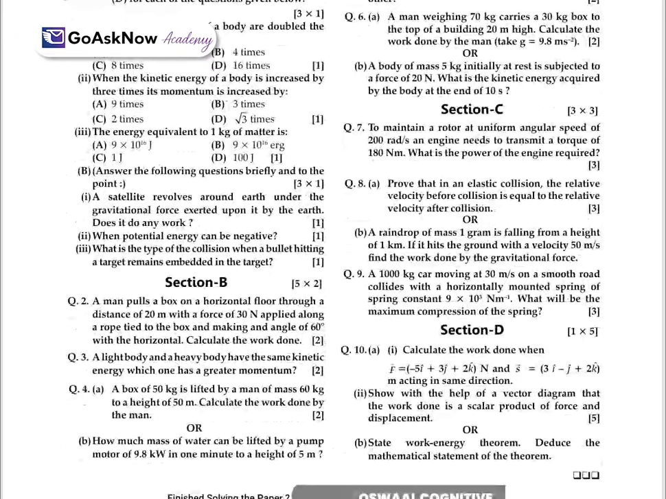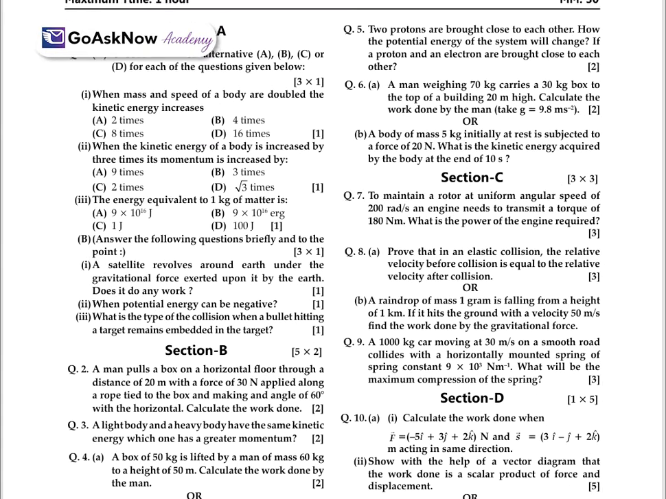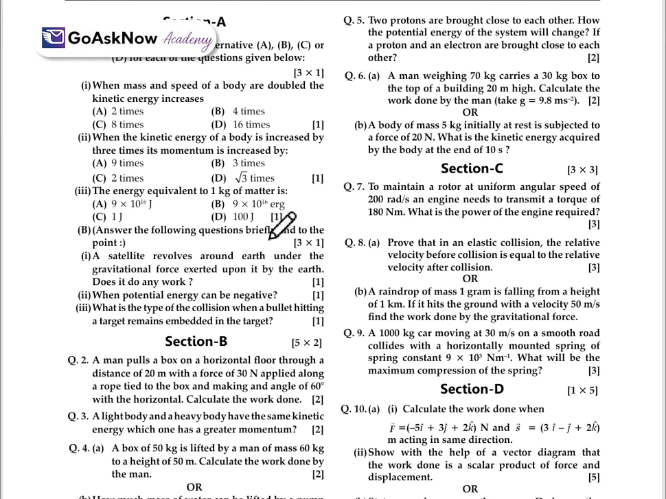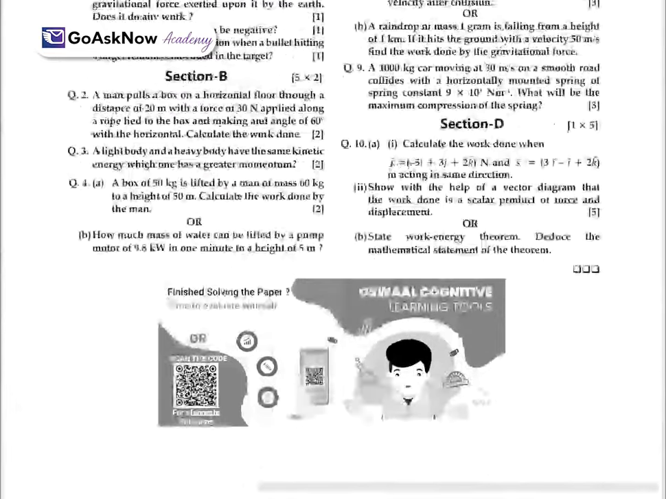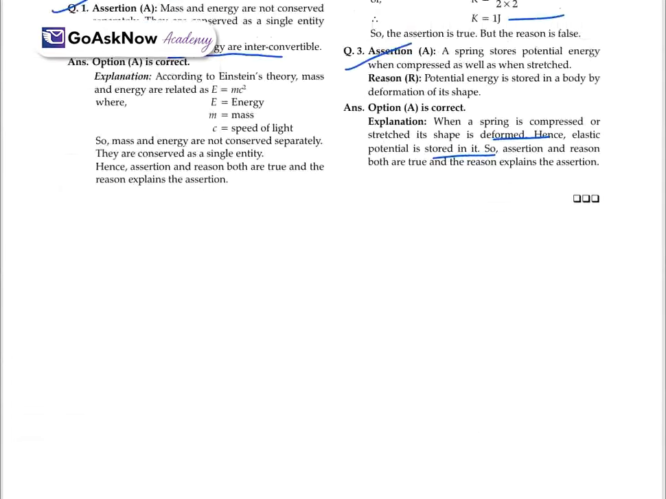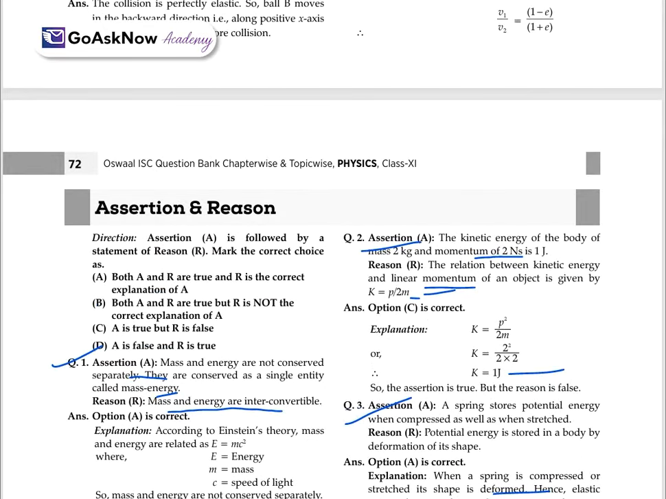So this is all about this chapter, work, energy and power. And on the basis of some formulas we have studied, W is equal to F d and all, you will have to find these. You'll have to take this self-assessment paper as well. So this is all for chapter 4. Stay tuned for chapter 5. Thank you.